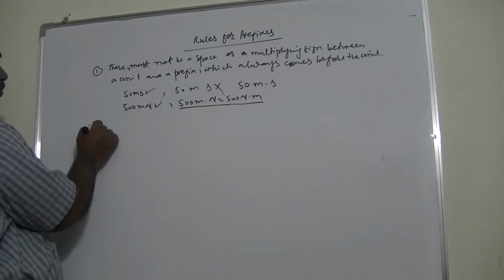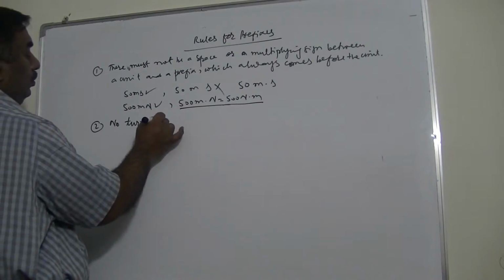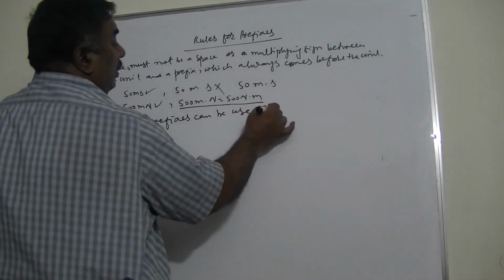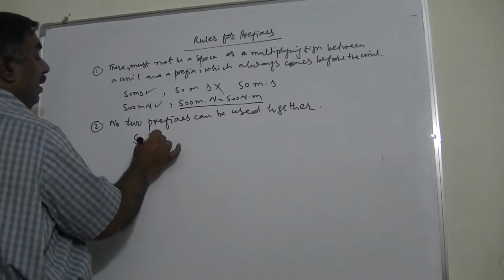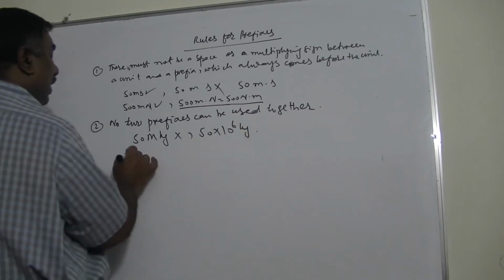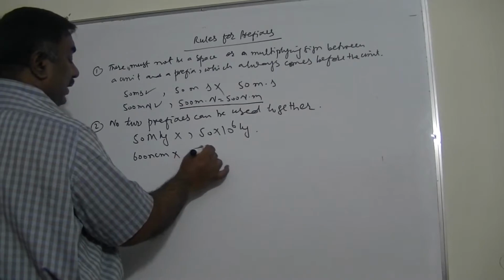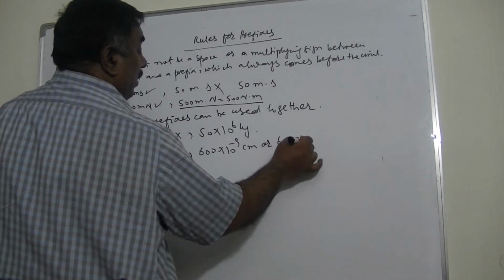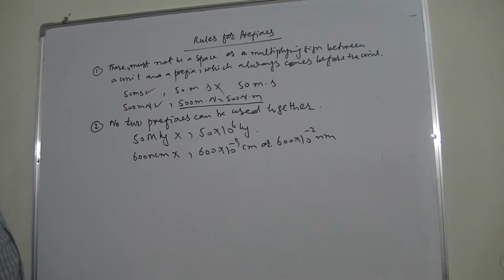So there must not be a space between the unit and a prefix, rule number 1. Rule number 2 states, no two prefixes can be used together. For example, you cannot write 50 mega kg, but you should write 50 into 10 power 6 kg. You cannot write 600 nanocentimeter, that's wrong. You can write 600 into 10 power minus 9 centimeters or 600 into 10 power minus 2 nanometers. Both are correct, but there must not be two prefixes together.